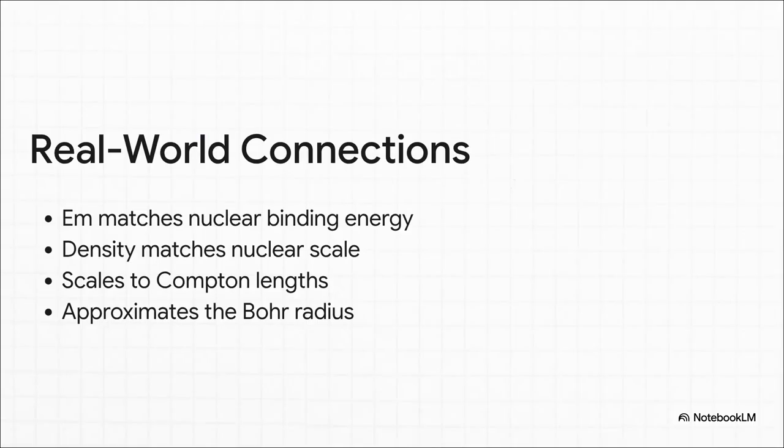So why does all this matter? Because these derived units perfectly align with actual observable nuclear physics. Look at that reference energy, 256.33 MeV. That is incredibly close to actual nuclear and baryonic binding energies. The reference density matches standard nuclear density. The math directly scales to the Compton lengths of protons and neutrons, and it perfectly approximates the Bohr radius. It is beautifully physically connecting the electron, proton, and neutron.